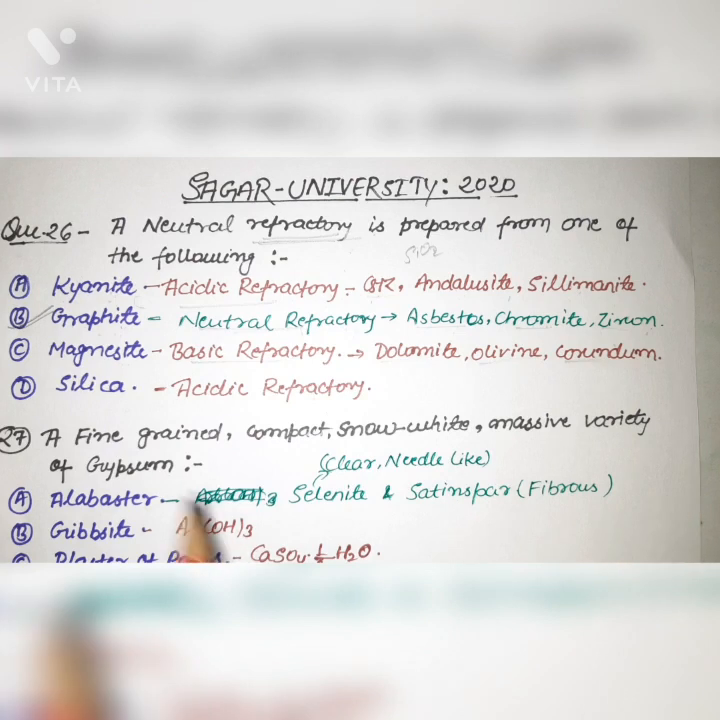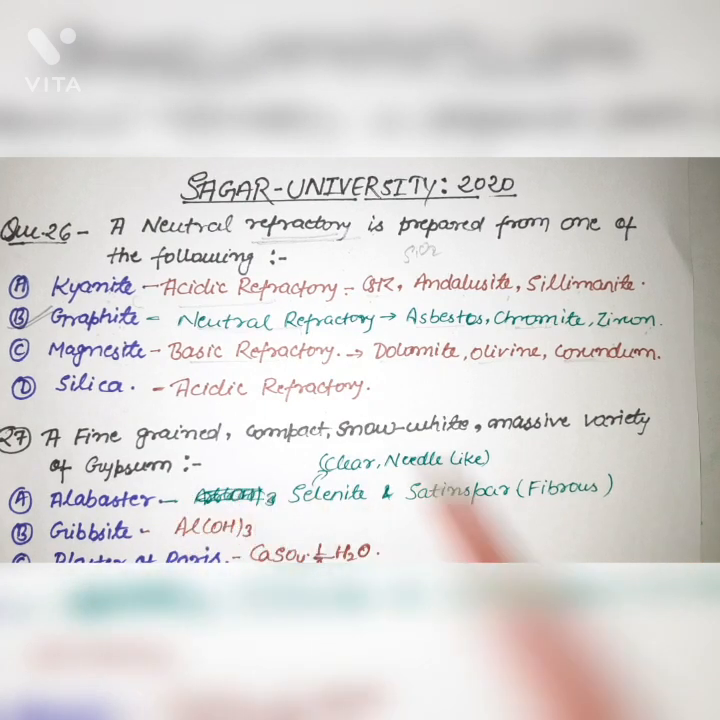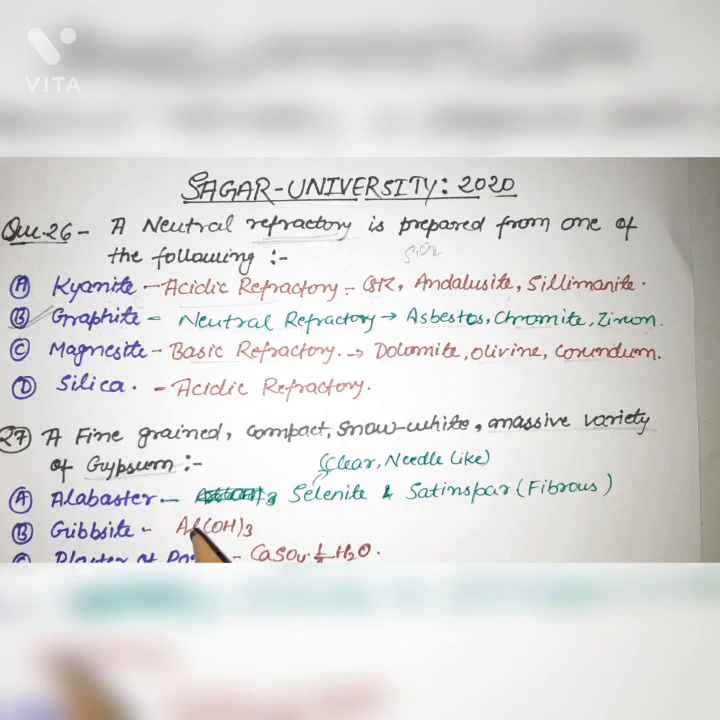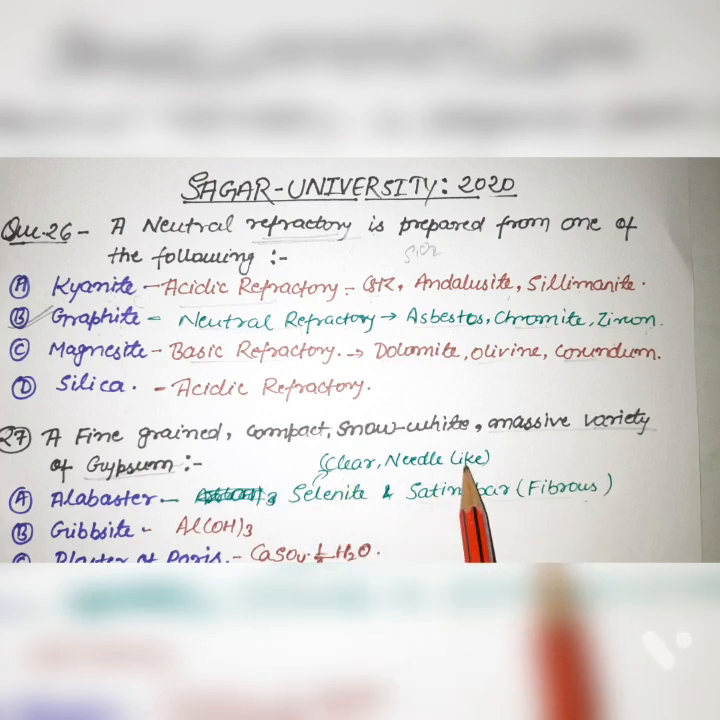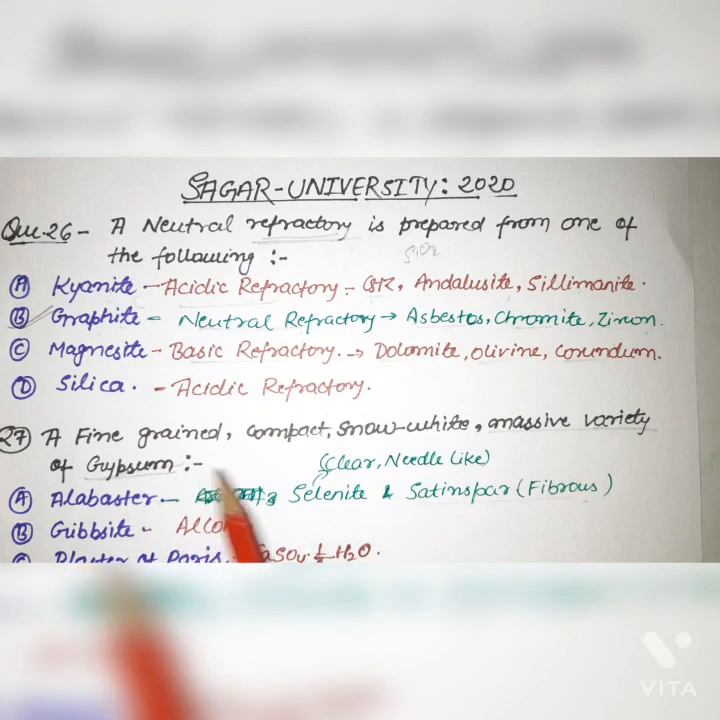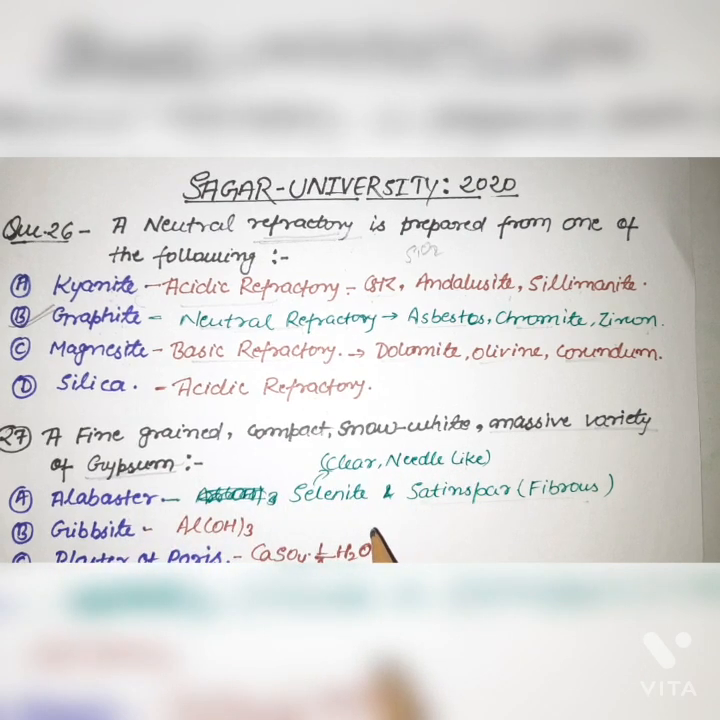Next question is, a fine grained, compact, snow white, massive variety of gypsum. So first of all, one thing you should notice is that the question is asking about the massive variety of gypsum. You know that there are three varieties of gypsum: alabaster, selenite and satin spar. Out of which satin spar is the fibrous variety, selenite is the clear needle-like variety, while alabaster is the fine grained, compact, snow white, massive variety of gypsum. So the correct answer of this question will be alabaster.